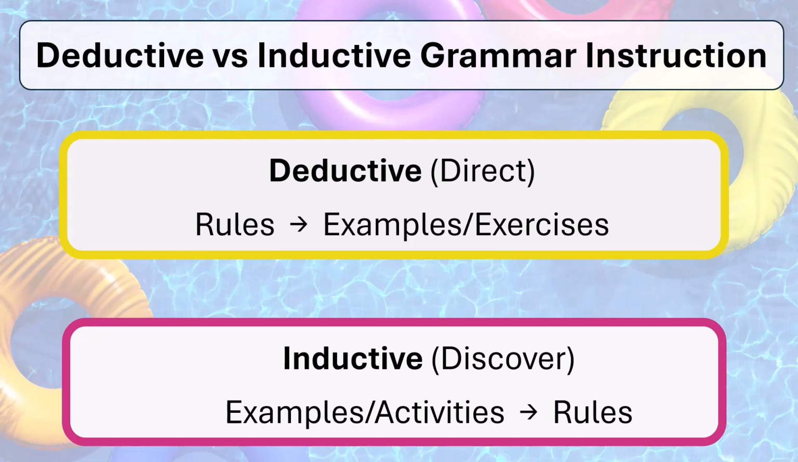Now, let's contrast this with inductive teaching. This approach allows students to see or hear the language within a meaningful context, preferably through authentic resources. For example, learning when to use the imperfect versus the past tense while talking about childhood memories.